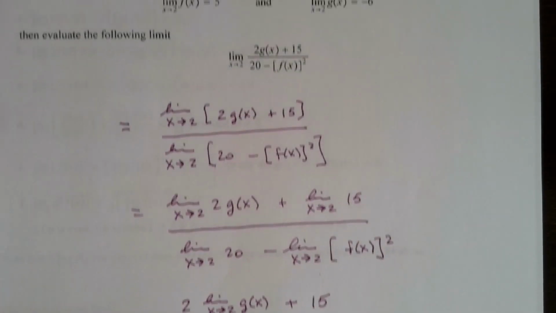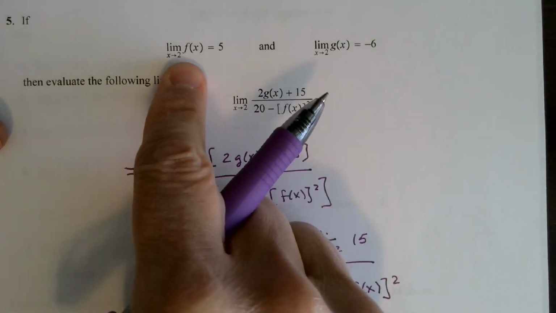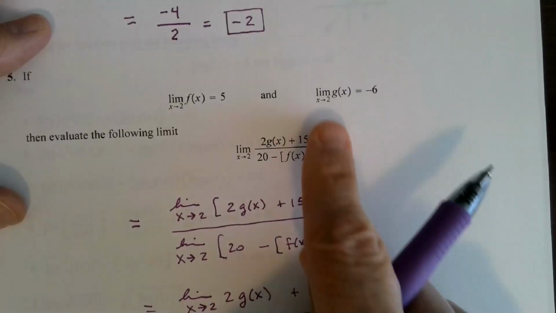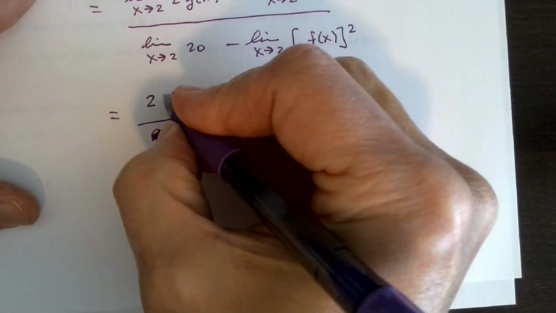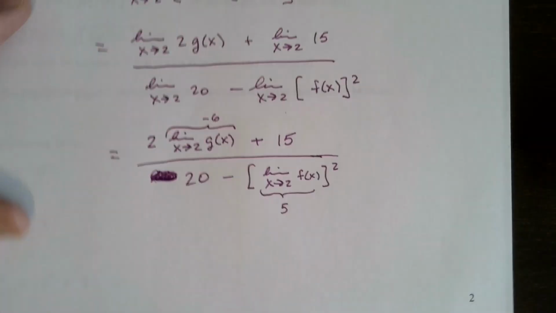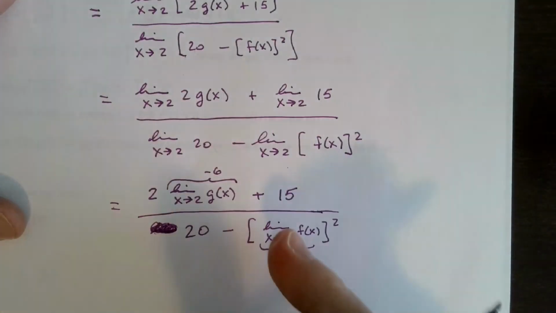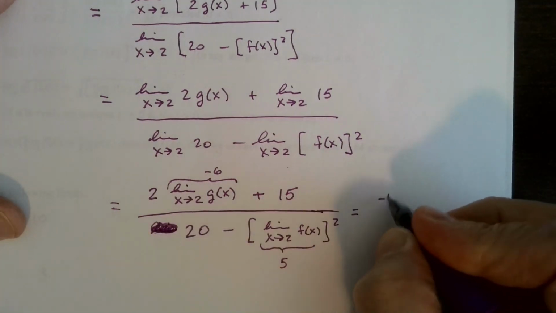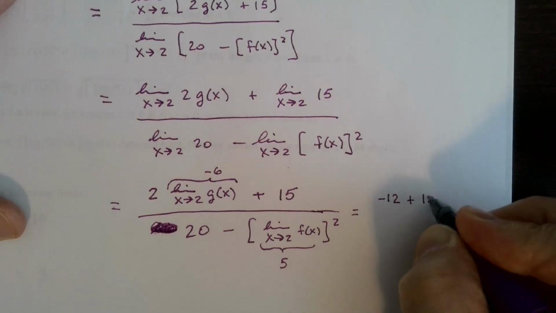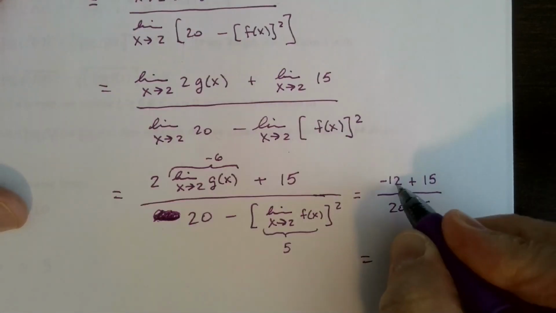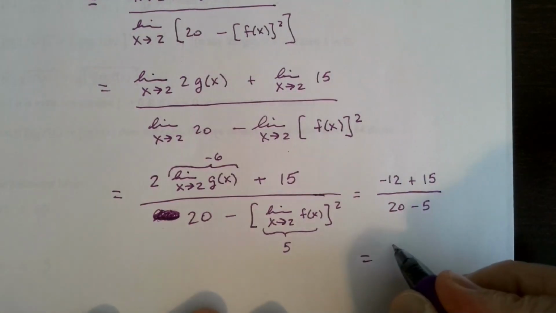And now what do we do? Now we can go back to the original information. We know the limit as x approaches 2 of f of x is 5, so this is equal to 5. And the limit as x approaches 2 of g of x is negative 6, so this limit here is negative 6. Both these limits exist, so we can make use of these limit laws that we've been making use of to get to this point. And now I can calculate. 2 times negative 6 is negative 12. I've got 20 minus 5 squared down below. And what do I get? Negative 12 plus 15, that's 3.